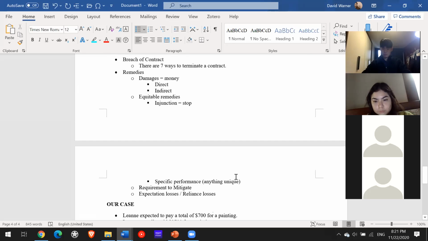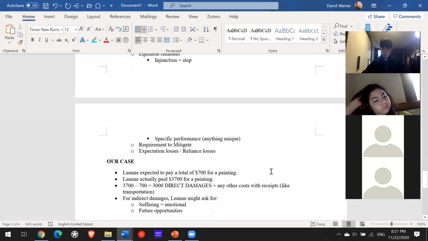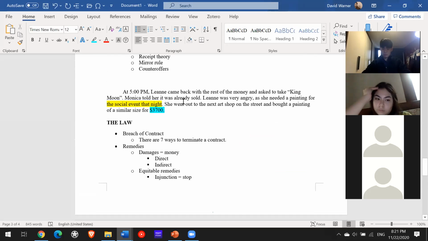So if she had to, but you know, it says here the shop was the next art shop on the street. But sure, if she had to take a taxi, definitely. One more thing is, what would Monica say? How would she defend herself here?